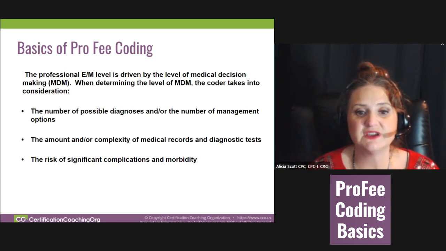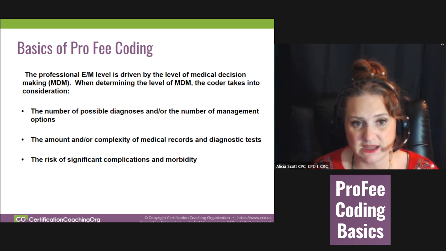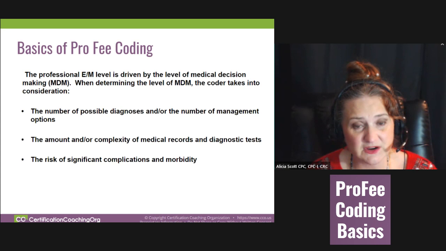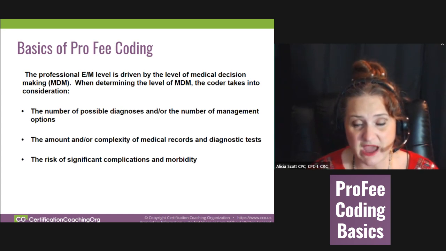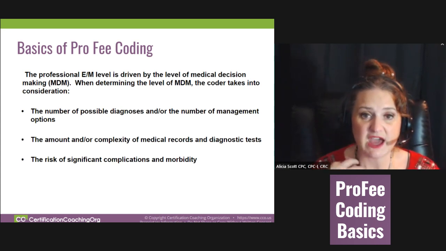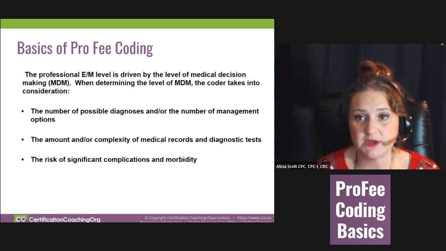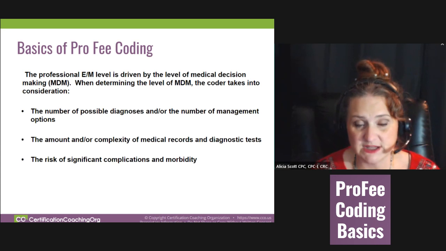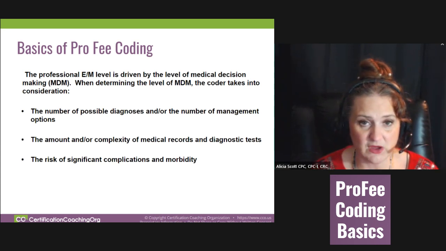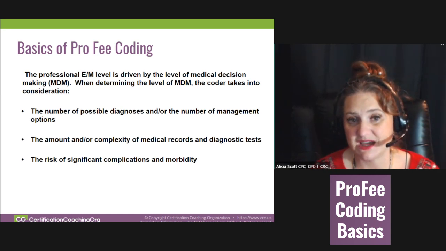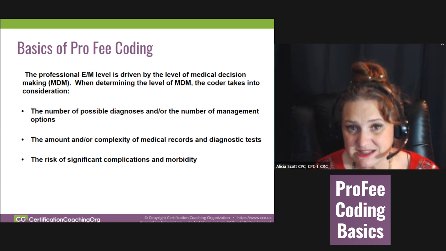The risk of significant complications and morbidity. Well, osteoporosis can be severe, and that means that you could have a pathological fracture. And if you have osteoporosis severely in your neck, or in your hip, and you're at a fall risk, absolutely significant complications can be involved, but not like a person with type 2 diabetes that's on insulin.